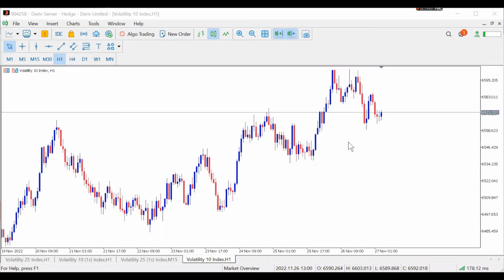I want to show you a quick tip on how you can improve your scalping techniques. Okay, so here we have VIX 10, which is the Volatility 10 Index, and we're looking at H1 right now. If you want to trade the volatility index, you must do so with a derivative broker. Okay, so let's get into it, guys.